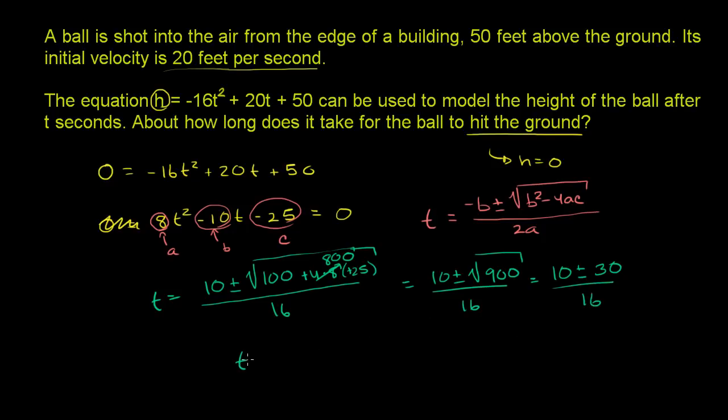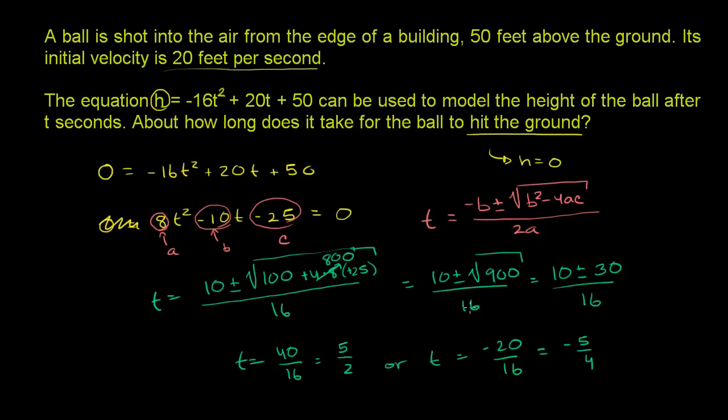And so we get time is equal to 10 plus 30 over 16, which is 40 over 16, which is the same thing if we divide the numerator and the denominator by 8 to simplify it, as 5 over 2. So that's one solution. If we subtract the 30, we'd get t is equal to 10 minus 30, which is negative 20 over 16. Divide the numerator and the denominator by 4. You get negative 5 over 4.